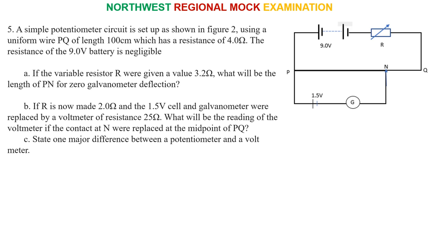A says that if the variable resistor R were given a value of 3.2 ohms, what will be the length PN for zero galvanometer deflection, that's balanced? B: if R is now made 2.0 ohms and the 1.5 volt cell and galvanometer were replaced by a voltmeter of resistance 25 ohms, what would be the reading of the voltmeter if the contact at N were placed at the midpoint of PQ? So somewhere at the midpoint here. C: state the major difference between a potentiometer and a voltmeter.